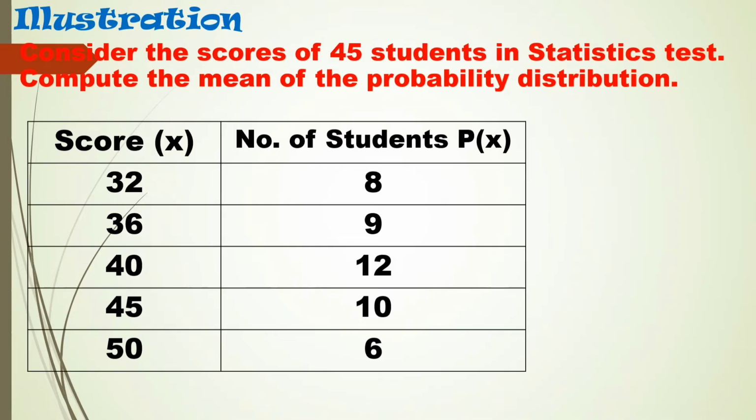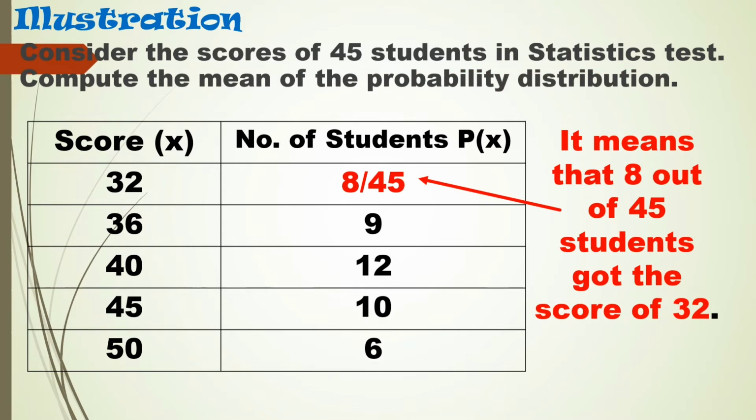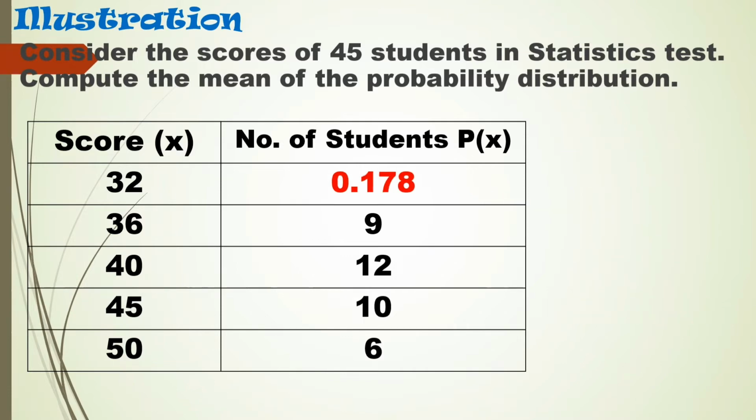For this time, we will solve the same problem using probability distribution. First, let us convert the frequencies 8, 9, 12, 10, and 6 to their corresponding probabilities. The score 32 has 8 frequencies out of 45. So we have 8 over 45. 8 over 45 can also be converted to decimal. Its equivalent is 0.178.